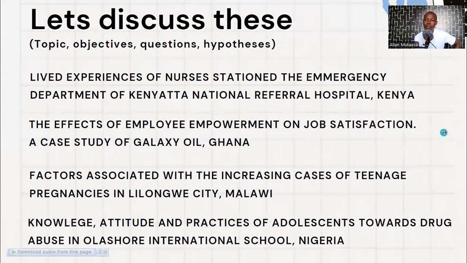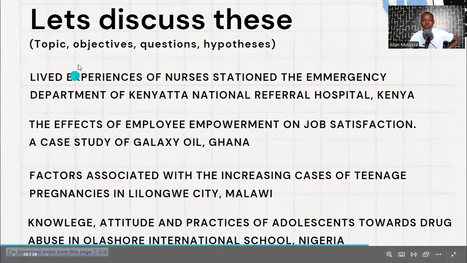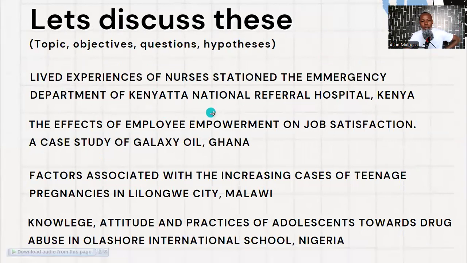Now, since you have learned about what a good topic should look like, we're going to be seeing them and thinking of what problems each of them has. Lived experiences of nurses stationed at the emergency department of Kenyatta National Referral Hospital. When you look at this topic, what problem does it have? The first one is not really a problem, but if you see lived experiences, this is going to be a qualitative study because experiences are only going to be assessed qualitatively.